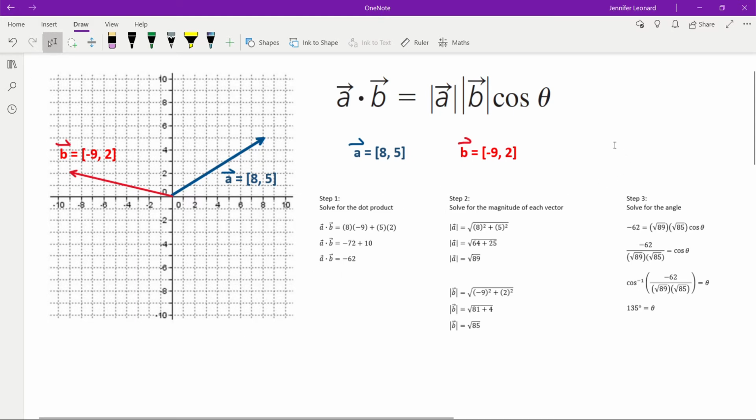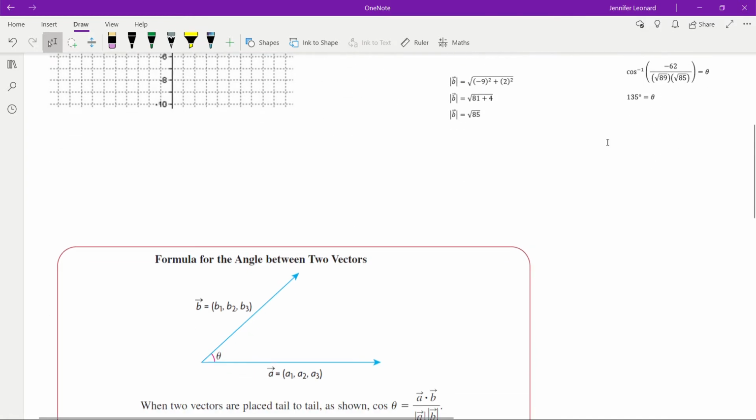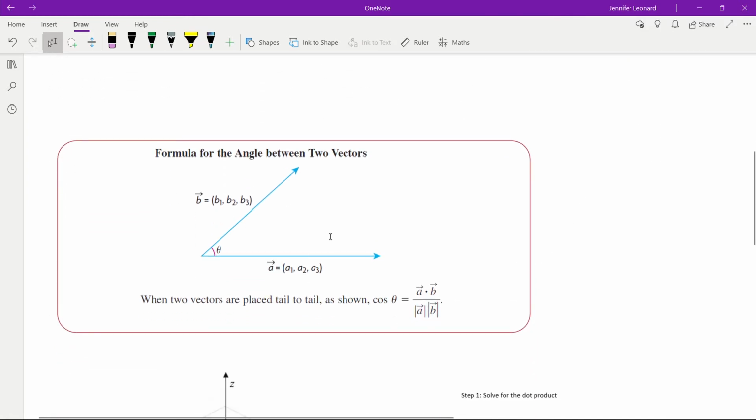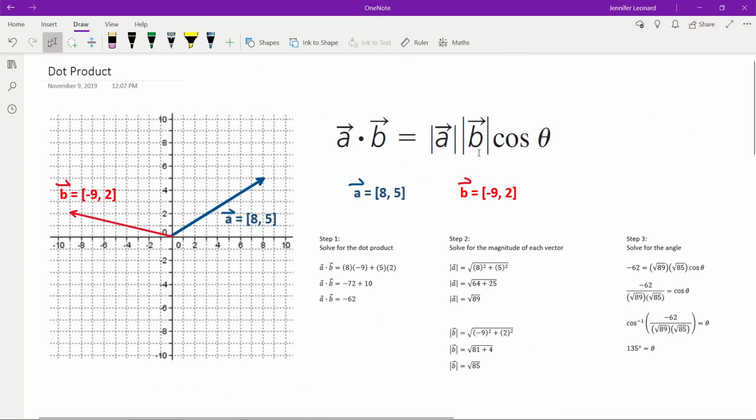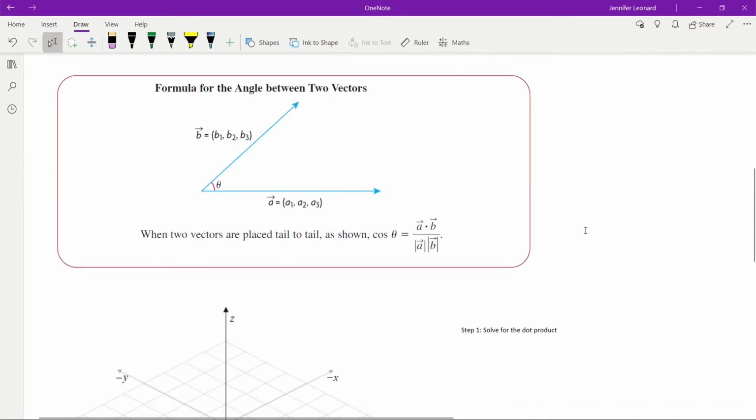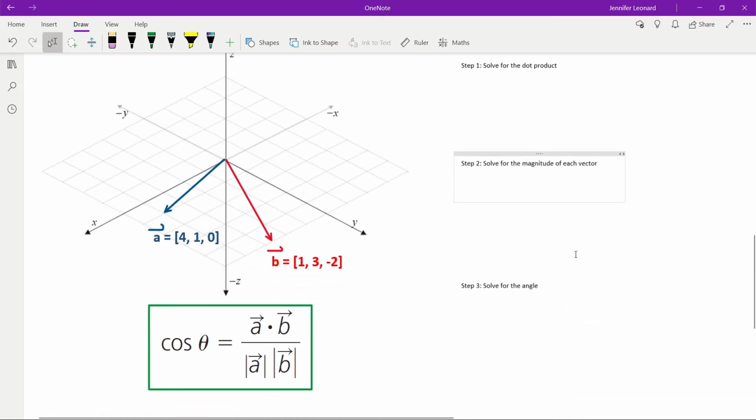Okay, so that was a nice, easy example in 2 dimensions. We can extend this to 3 dimensions as well. I also wanted to show you the same formula, but isolated for cos theta, right? I've taken the same formula and just divided out the 2 magnitudes, and that way cos theta is all together on one side. So for this next example in 3 dimensions, we're going to sketch out our vectors again.